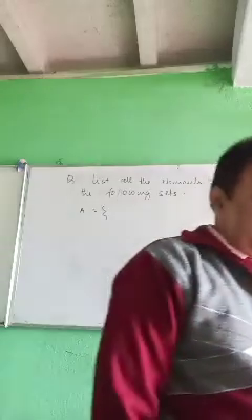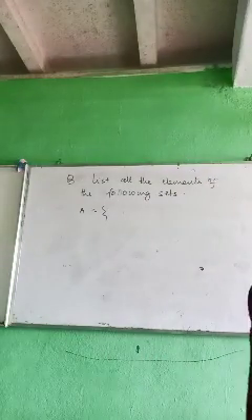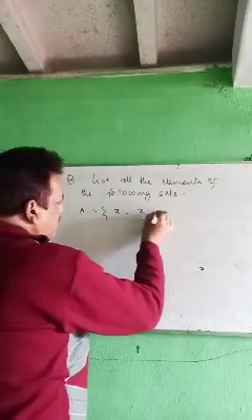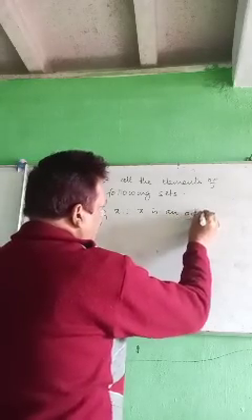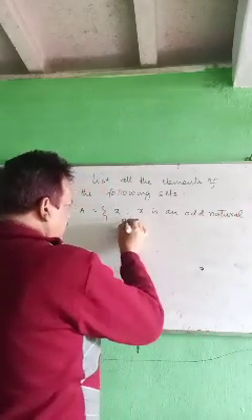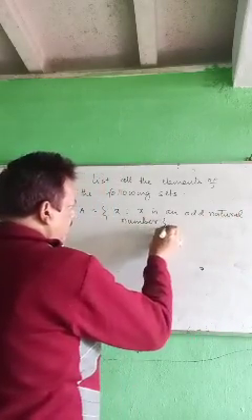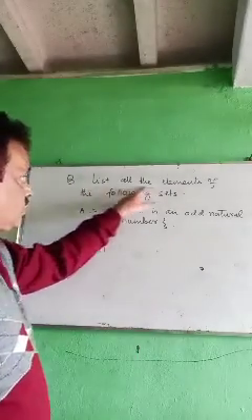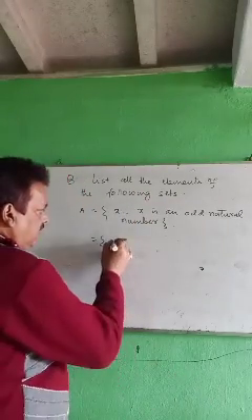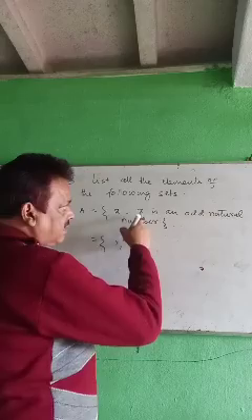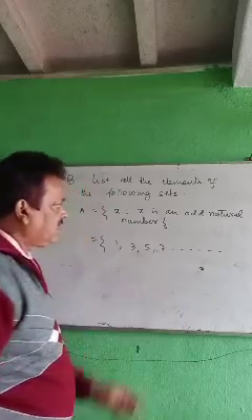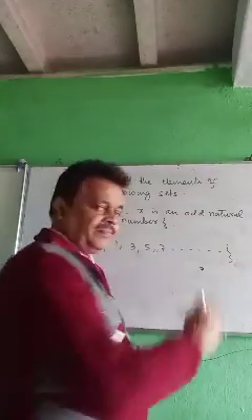What is given to us? Set of all x such that x is an odd natural number. That means list means roster form. So which are the odd natural numbers you find from here? That is 1, because odd natural numbers start from 1, 3, 5, 7, like this it will continue because there is no last number here.